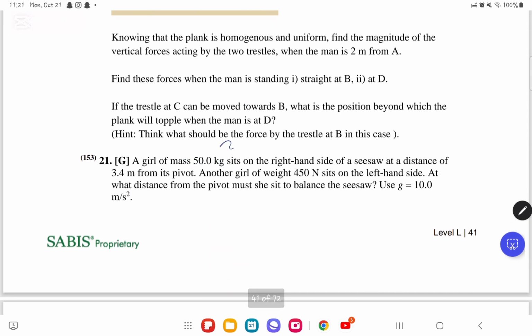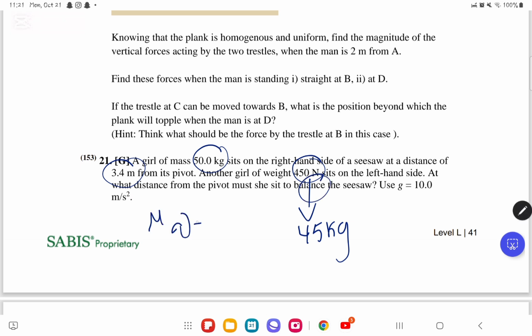A girl of mass 50 kg sits on the right-hand side of a seesaw at a distance of 3.4 meters from the pivot. Another girl of weight 450 newtons. That means how much kg? 45 kg. How did we know? We divided by 10. She sits on the left-hand side. At what distance must she sit for the seesaw to balance? That means moment counterclockwise is equal to moment clockwise.